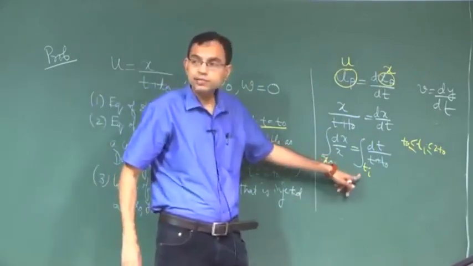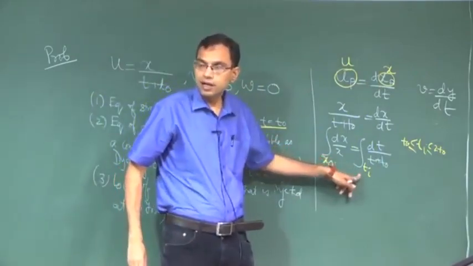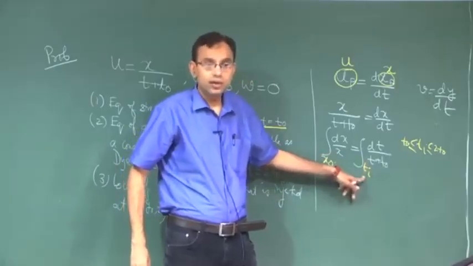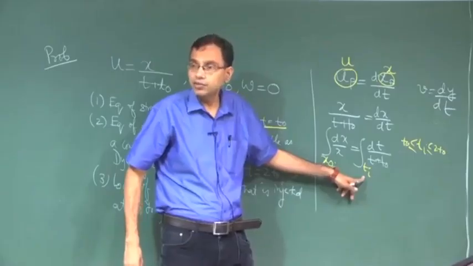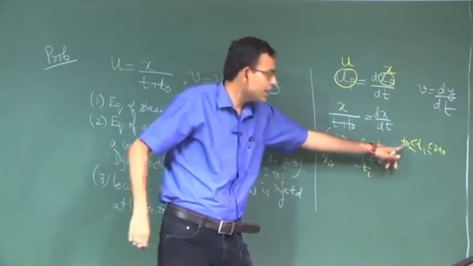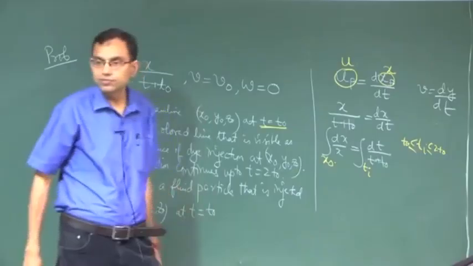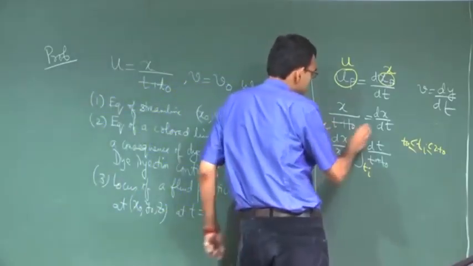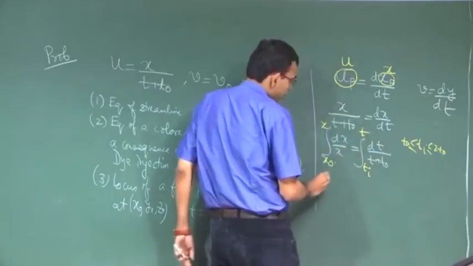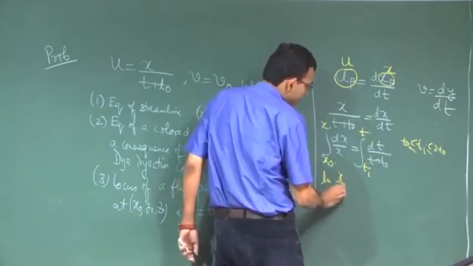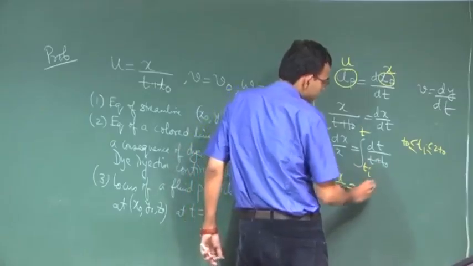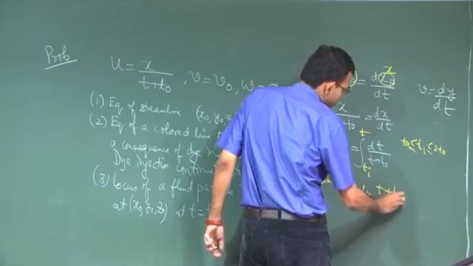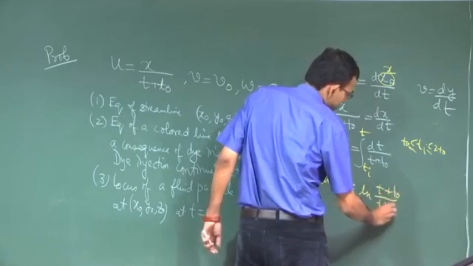This is where the students make a mistake, and it should be clearly pointed out that this is not t0, but a variable time ti, which you do not know, but it is over a range from t0 to 2t0, okay. And the final location is, say, this is x and this is t. So you have ln of x by x0 is equal to ln of t plus t0 by ti plus t0, right.